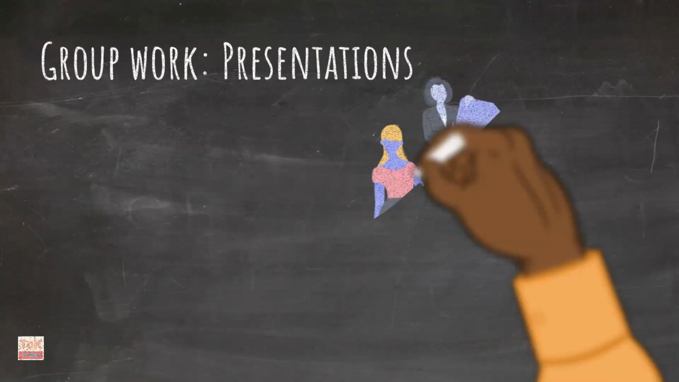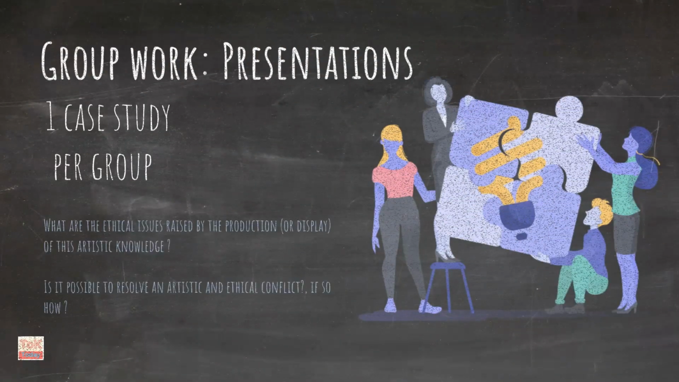And now we get into the main lesson, which is group work, making presentations on one case study of ethical conflicts in art. And those presentations answer two questions. One, what are the ethical issues raised by the production of this artistic knowledge? And secondly, is it possible to resolve either the artistic or the ethical issues raised by this case study?